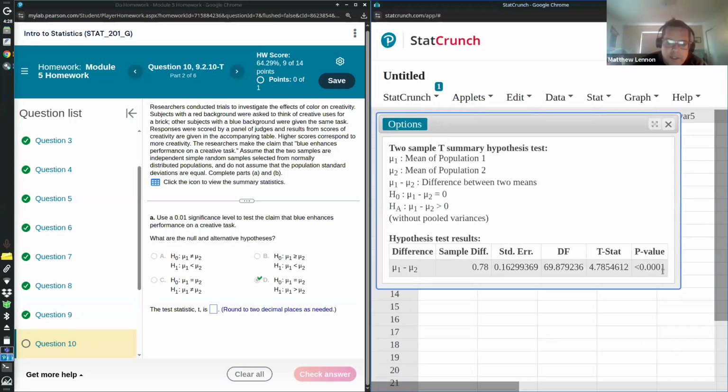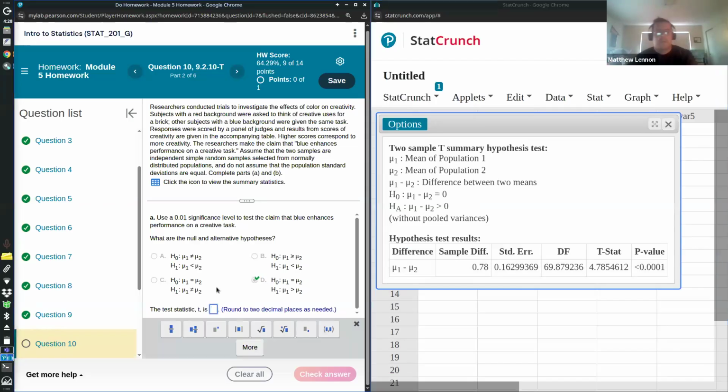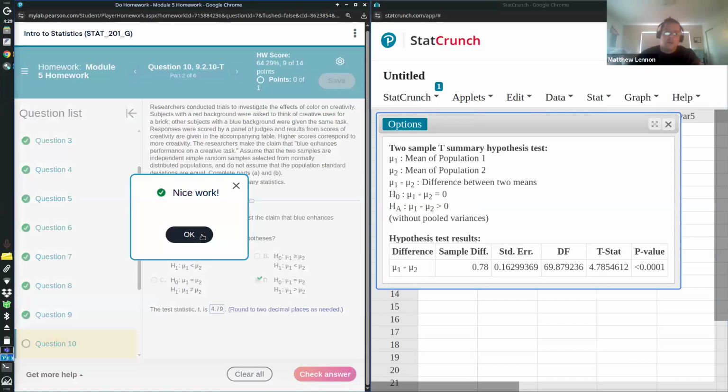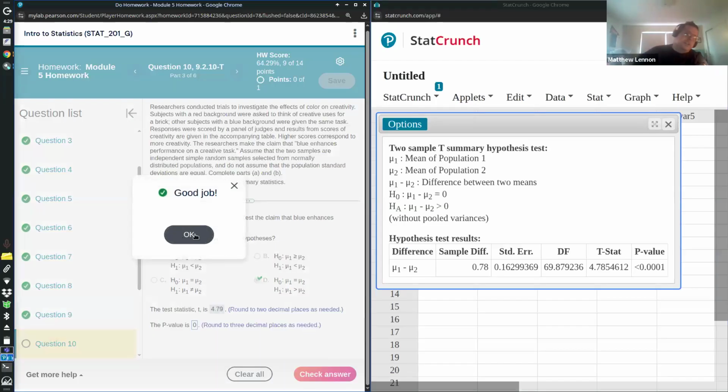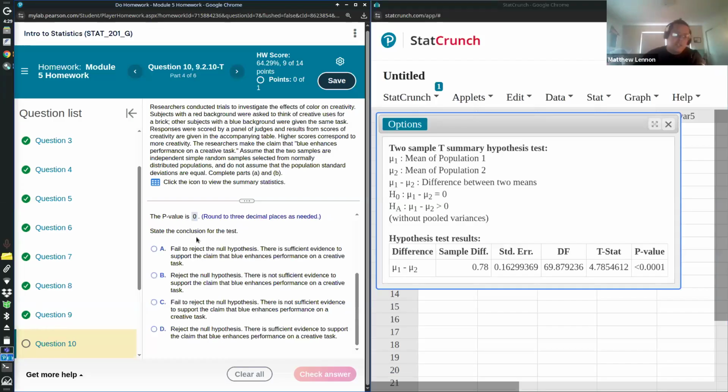Okay, so whenever it says less than 0.0001 like that, we're allowed to just type 0 for the p-value. For the t-stat, I get 4.79. And then the p-value, you can just type 0. So whenever you get 0 for a p-value, you're rejecting. And when you're rejecting, that means there's good evidence for the alternative hypothesis, which means blue is enhancing.